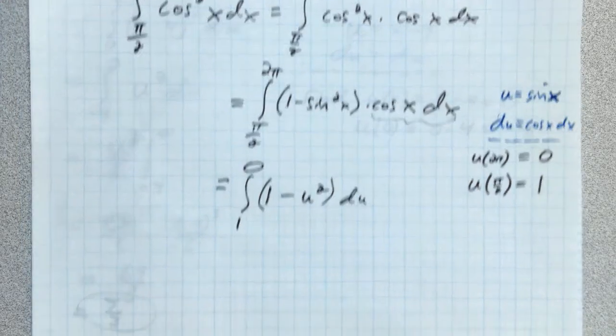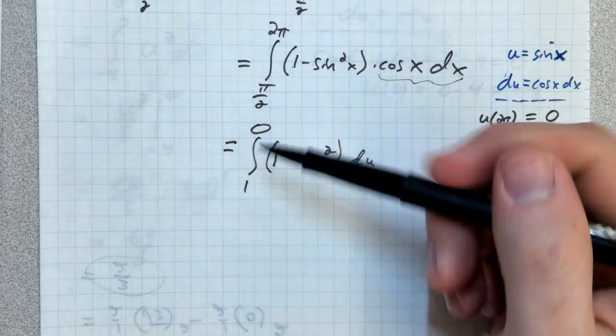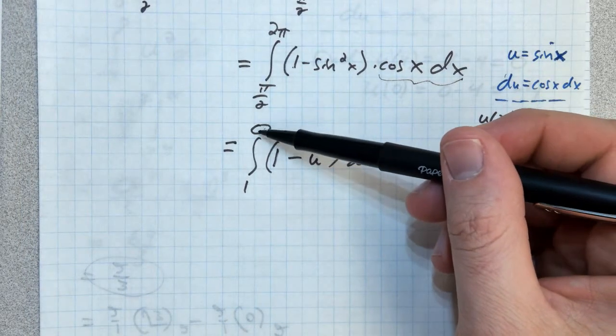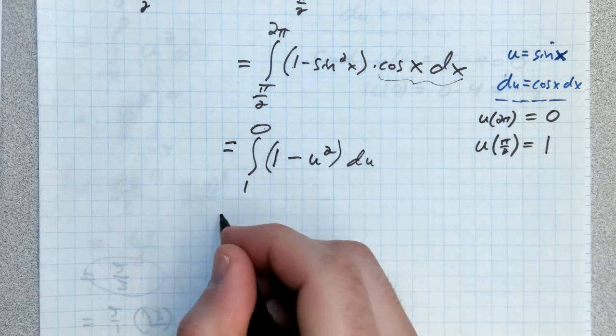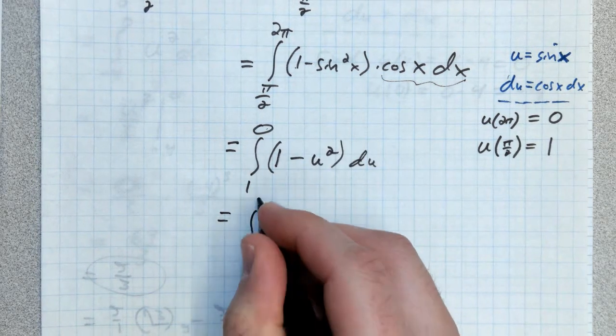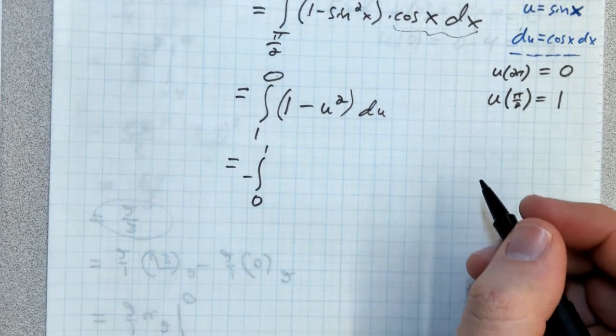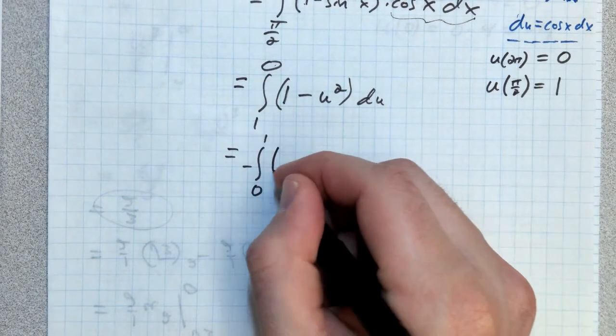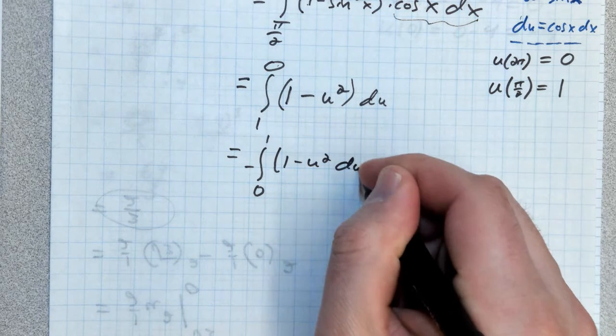And this has the problem of getting the bounds out of whack. So you've got from 1 to 0, where 0 is smaller than 1 but it's in the upper bound. So we need to change that. So this will be from 0 to 1, the negative of the entire integral of 1 minus u squared du.